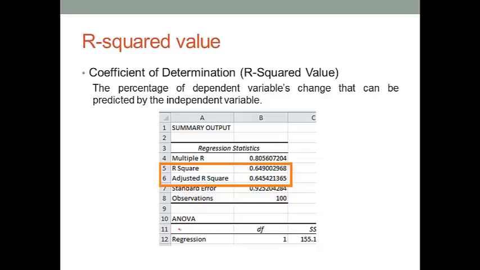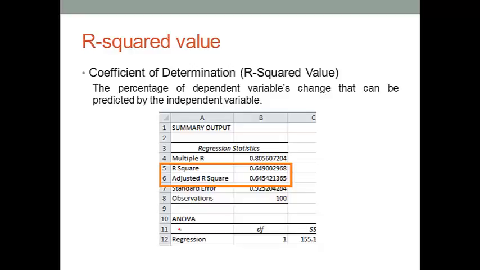Some classmates may have another question. The more percentage I have for the R-squared value, the more powerful my model, right? I use incomes as one independent variable. I can explain 65% of the dependent variable change. What about the other 35%? How can I explain the other 35%? We can add more independent variables into the model, right?